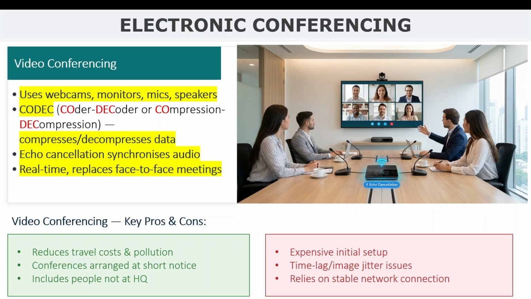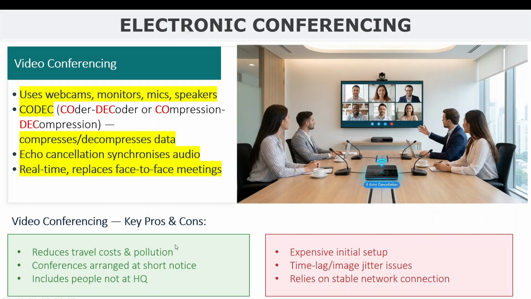First of all, it reduces travel costs and pollution. Next, conferencing can be arranged at short notice and at any time. And then it includes people not at the headquarters. So basically, you can have, let's say, an office space with these 4 people having a video conference. If there's one member who is supposed to be in the community who is not present at the office, that person can equally join a meeting from wherever they are. So it includes people not at the HQ, which means headquarters.